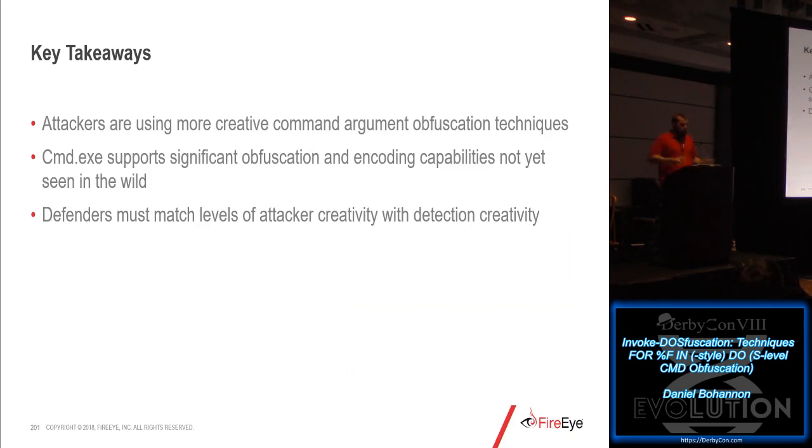So, final thoughts, key takeaways. Attackers are still using interesting obfuscation techniques. Some of them are being very tasteful and creative in what little things they're obfuscating, as opposed to obfuscating all the things. The second one is that Command.exe is still surprisingly awesome at a lot of these little lesser known, hopefully now more known, techniques for substrings and replacements and stuff like that.